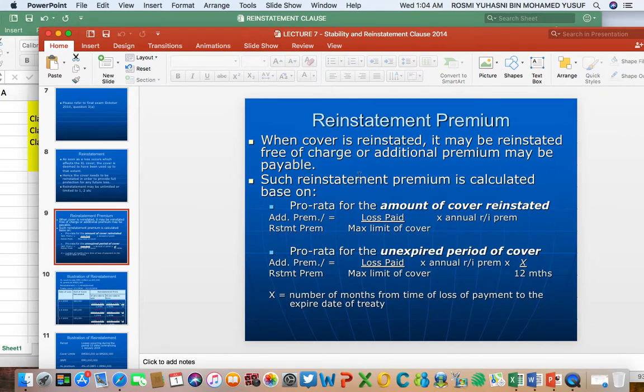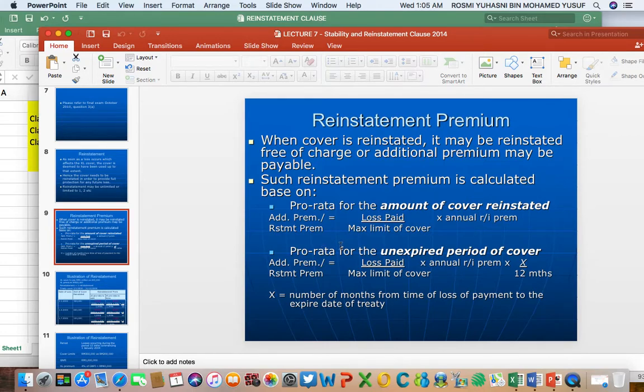Such reinstatement premium is calculated pro rata for the amount of cover reinstated. If it is pro rata for the amount of cover reinstated, the formula equals loss paid, or reinsurance recovery, how much reinsurance paid, divided by the maximum limit of cover, meaning the cover of the excess of loss, times the annual premium. This annual premium will be stated by the reinsurer.